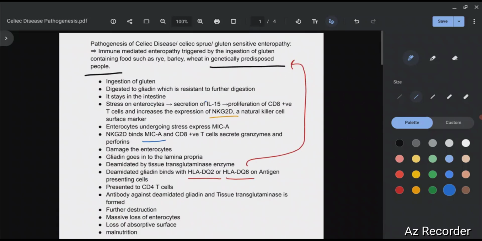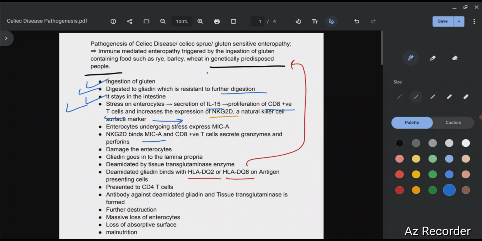Okay, so the person ingested gluten. Gluten is digested to gliadin, which is resistant to further digestion. So it stays in the intestine. It applies stress on enterocytes, and these enterocytes, which are undergoing stress, will secrete interleukin-15. Interleukin-15 does two things. It stimulates the proliferation of CD8 positive T cells, and it increases the expression of NKG2D, a natural killer cell surface marker, on the surface of CD8 positive T cells.